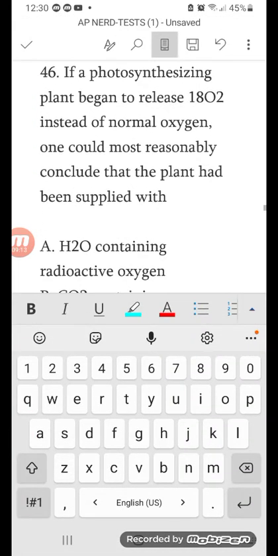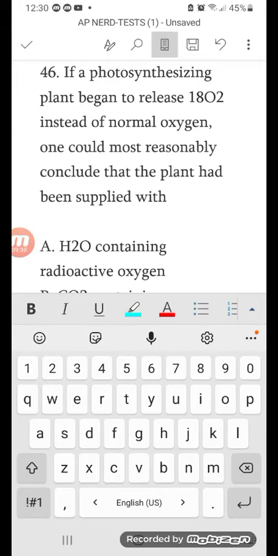If a photosynthesizing plant began to release 18O2, which is oxygen-18, a radioactive isotope, so we have radioactive oxygen instead of normal oxygen, one could most reasonably conclude that the plant had been supplied with... This is actually an experiment we do in fourth year college when we study biology at the University of Illinois, Chicago.